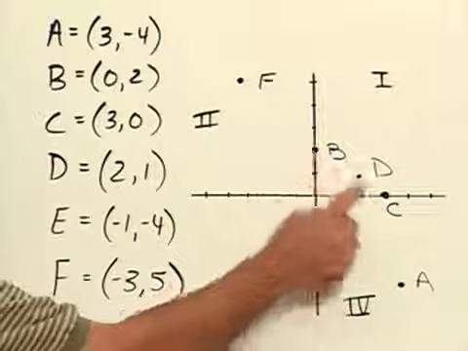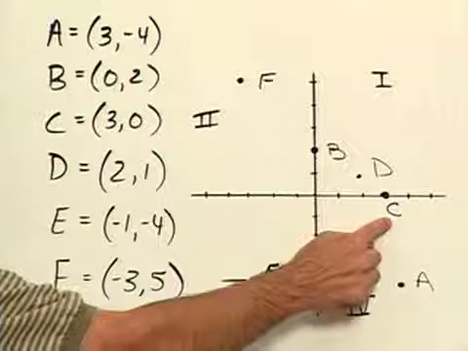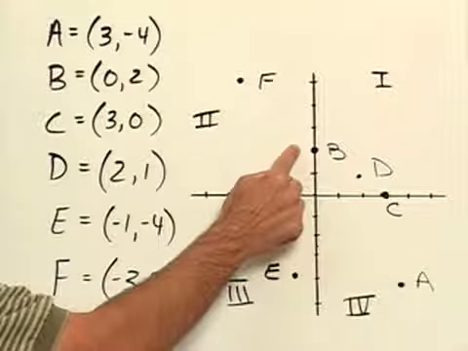However, points C and B do not lie in any quadrants. C is on the x-axis, and B is on the y-axis.